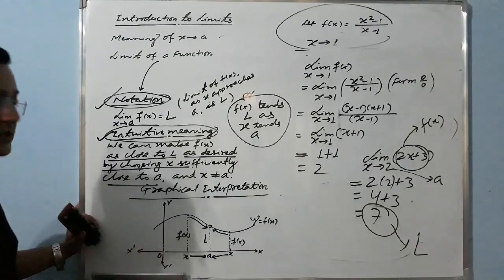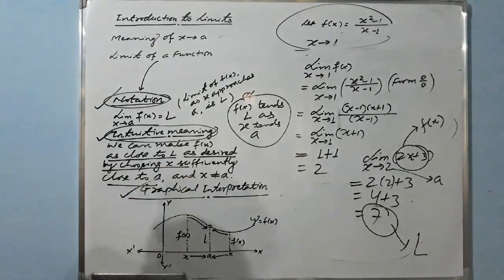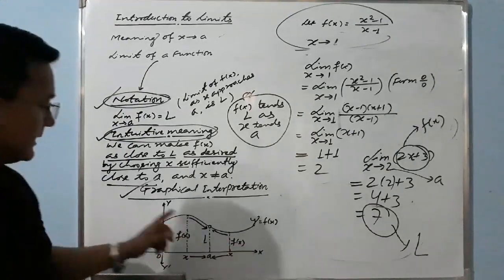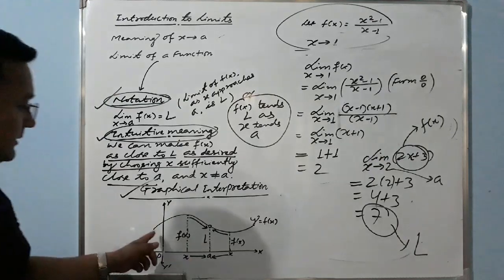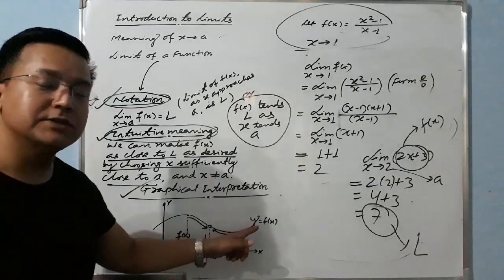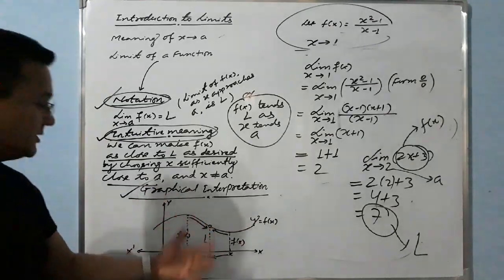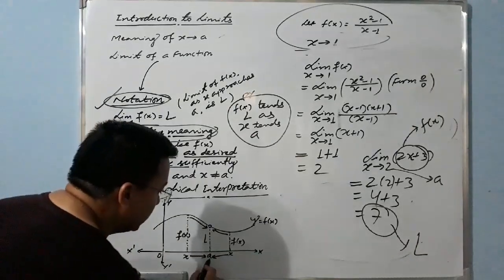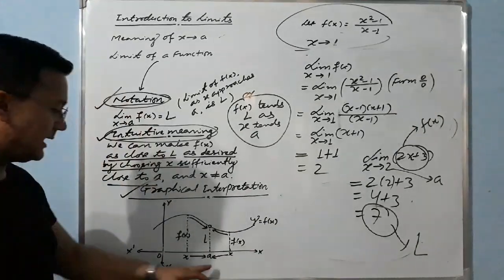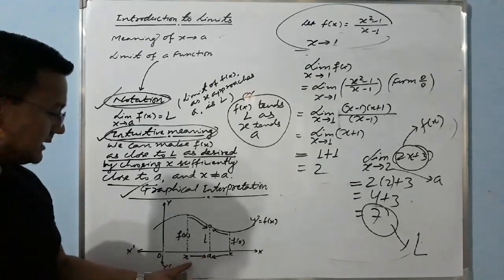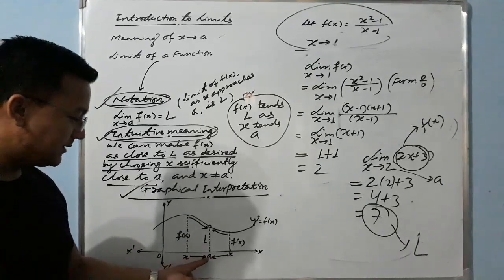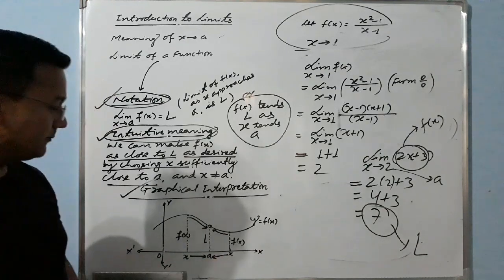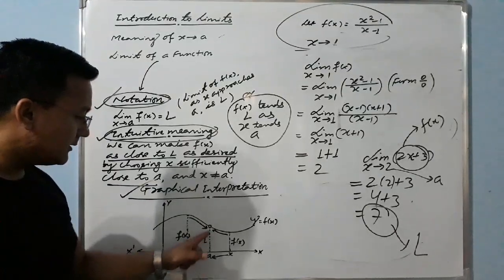Now the graphical interpretation. Here I have made the x-axis and y-axis. This is the coordinate axis, and this curve represents the function y is equal to f of x. Now see, a is a constant here, and x is a variable. Here x approaches a from the left of a, and here x approaches a from the right of a. This is L.